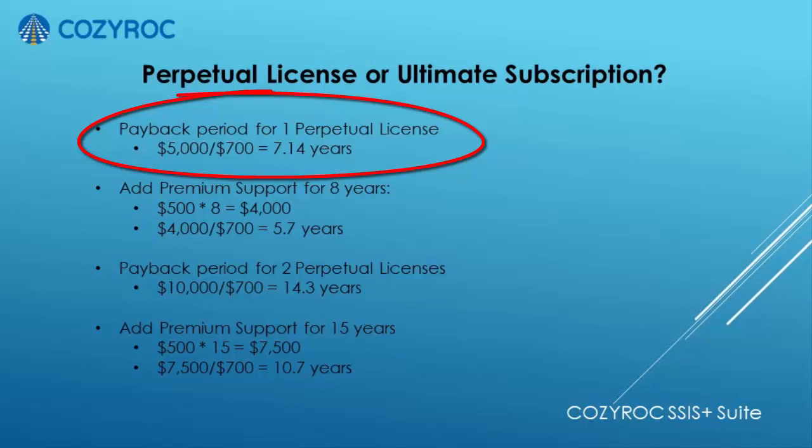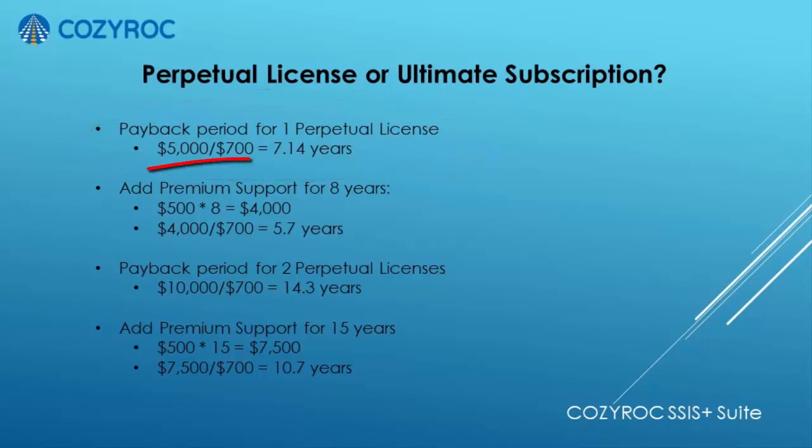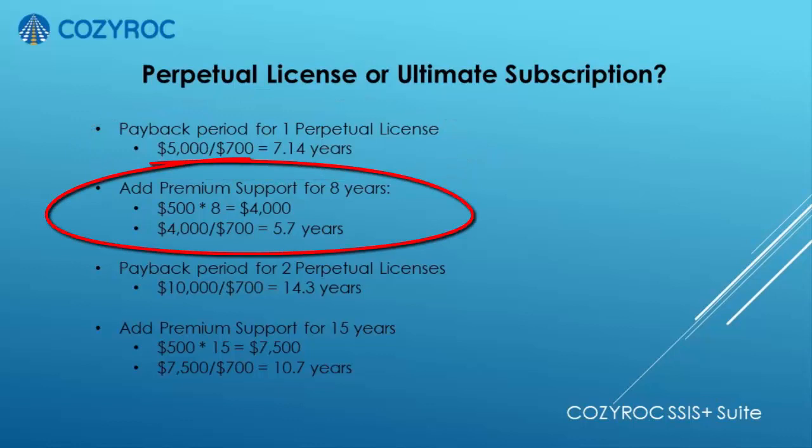And there you can see the number of years it would take to pay back the cost of the perpetual license. And then, since the ultimate subscription includes the premium support, I took the cost of premium support for the perpetual license and multiplied that times the number of years for payback of just the purchase price. There you can see the additional number of years for payback of that expense. And of course I rounded that up because you can't pay for a partial year of premium support.